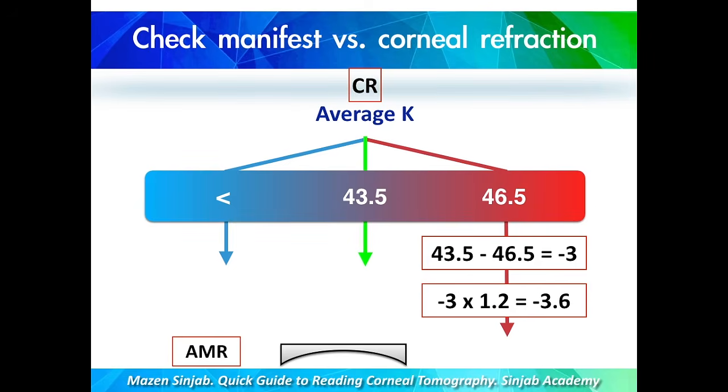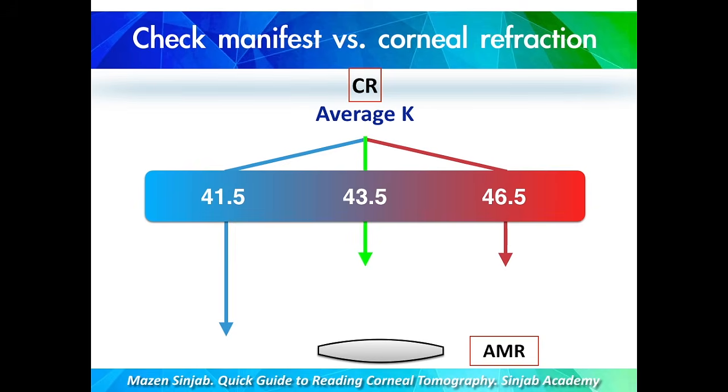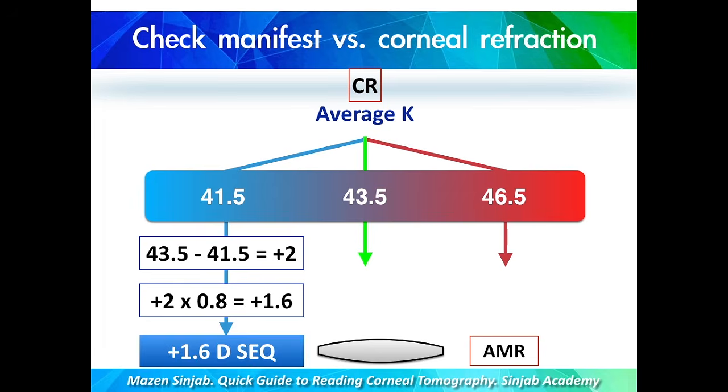We multiply this by 1.2, so the patient is supposed to have 3.6 diopters of spherical equivalent. Another example, a patient has 41.5 diopters of average K. So this average K is away from the normal average K by plus 2 diopters. So this patient is supposed to have plus 1.6 diopters of spherical equivalent.